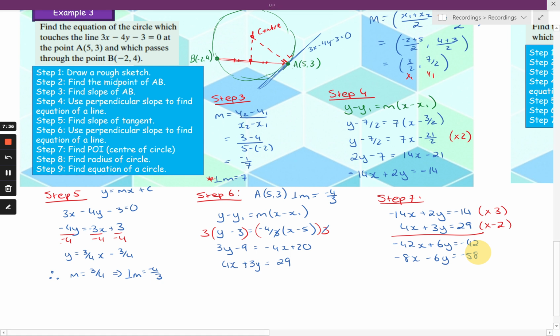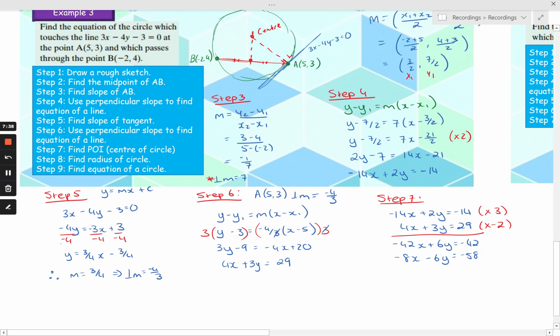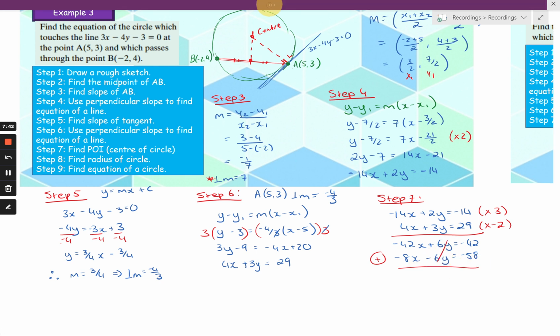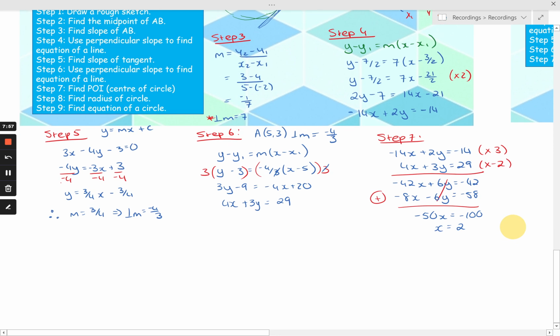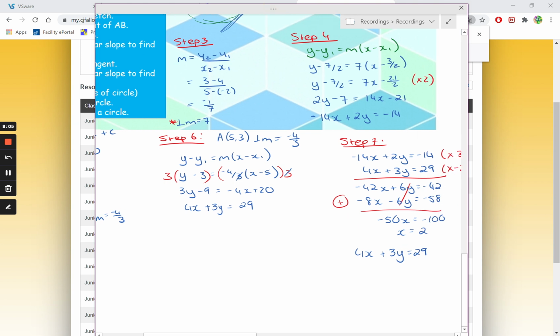Okay, so now I'm going to add the two lines together, which gets my 6's to cancel. Minus 42x minus 8x gives me minus 50x is equal to minus 42 minus 58 gives me minus 100. So when I divide both sides by minus 50, I get x is equal to 2. So now I'm going to find y using my equation, 4x plus 3y is equal to 29. Instead of x, I'm going to sub in my 2.